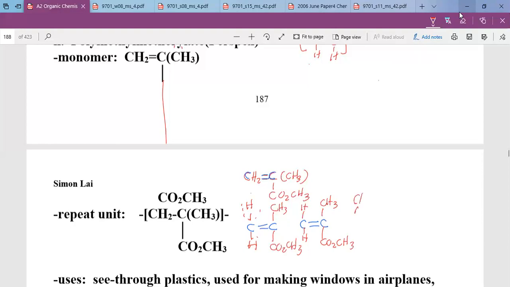Okay, I'm going to change color. H3. This is H. This is CO2CH3. Now I'm going to put a blue color.